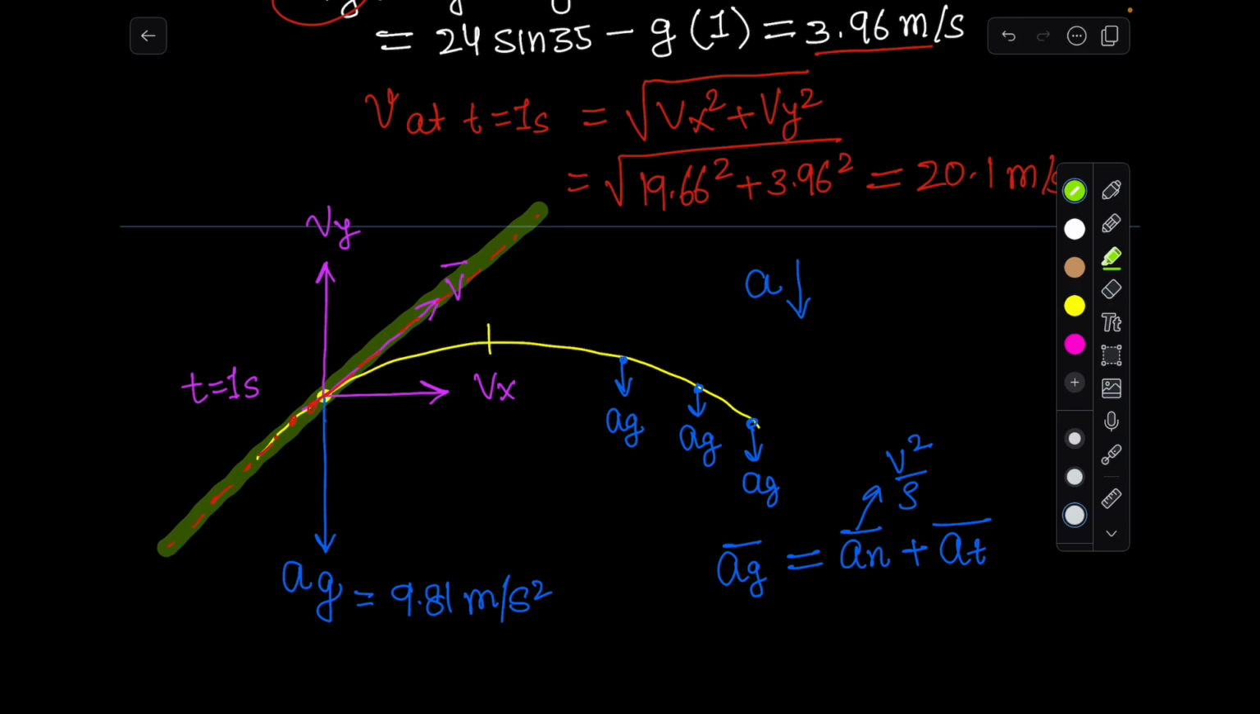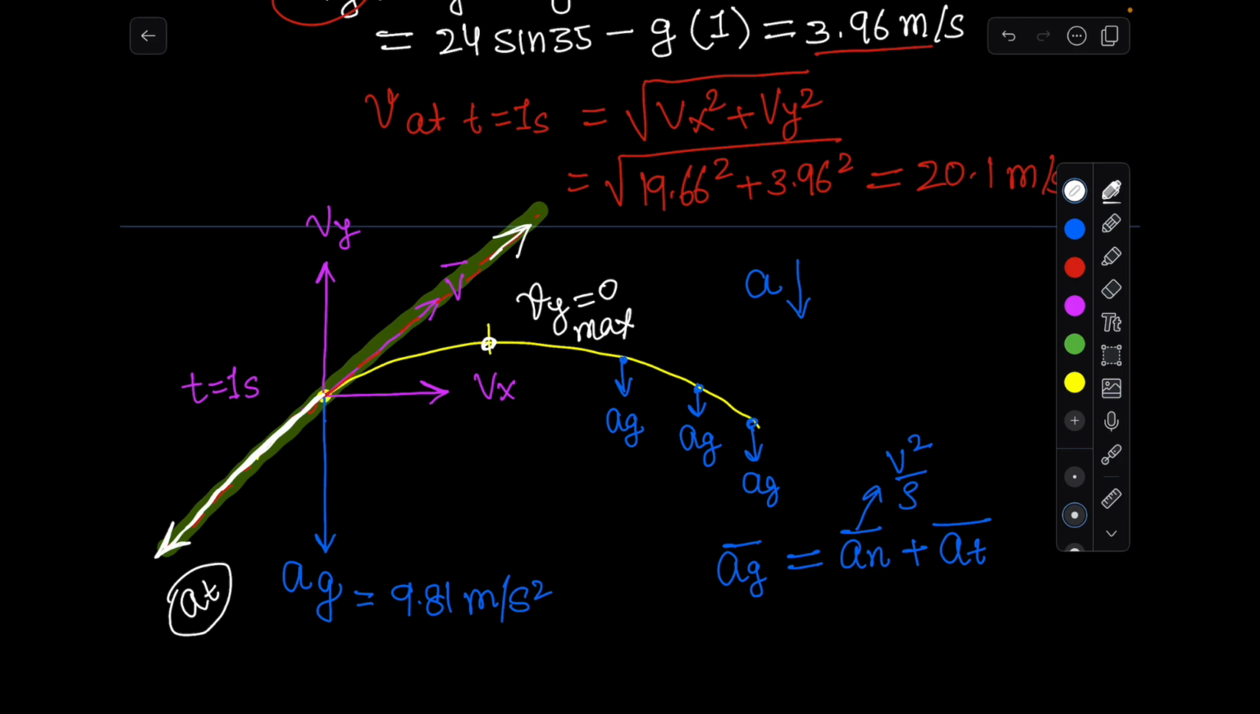But the point is, what will be the direction? Either our acceleration is going in the upward direction or in the downward direction, AT. So you know that when a projectile is moving in the upward direction, its velocity is decreasing, and at its maximum point Vy becomes 0. It means that the velocity is decreasing. So once the velocity in the tangential direction decreases, the AT will be in the direction opposite to the velocity.